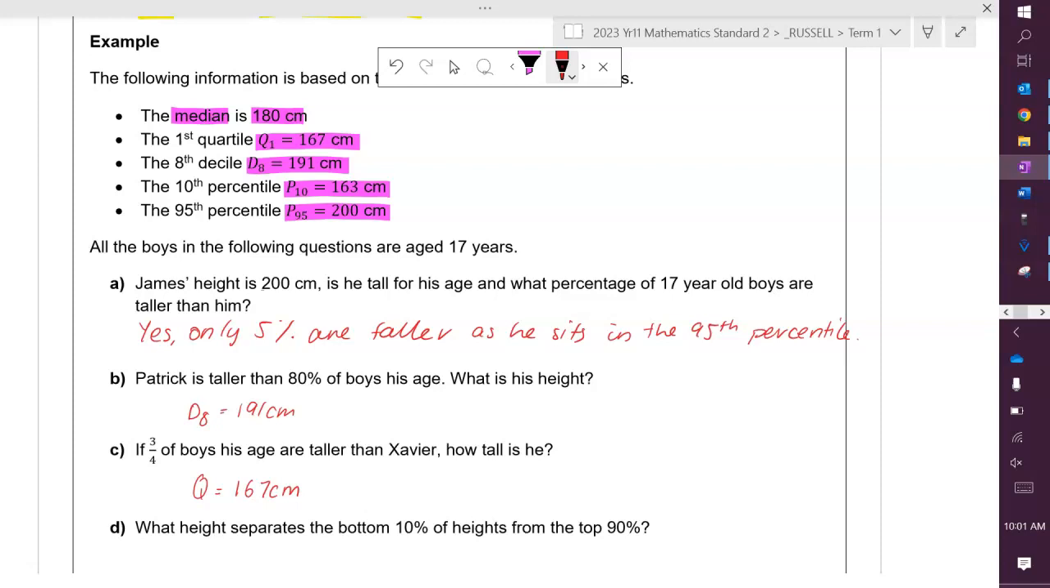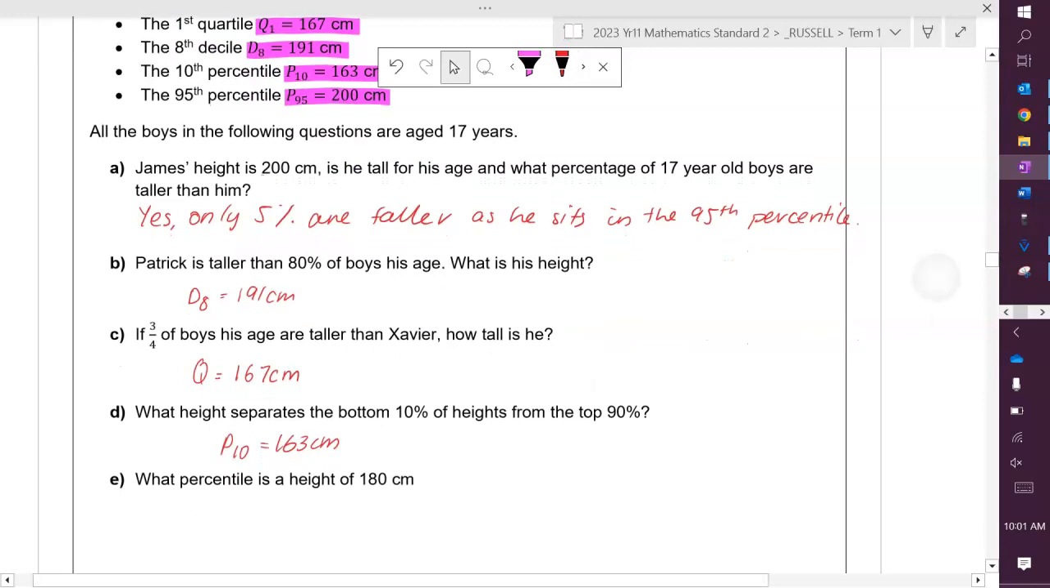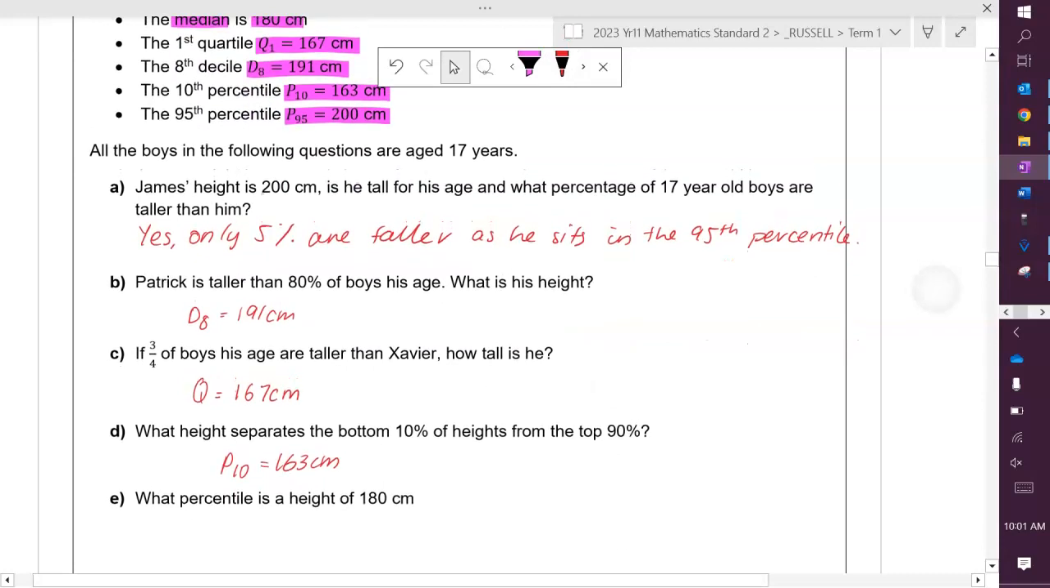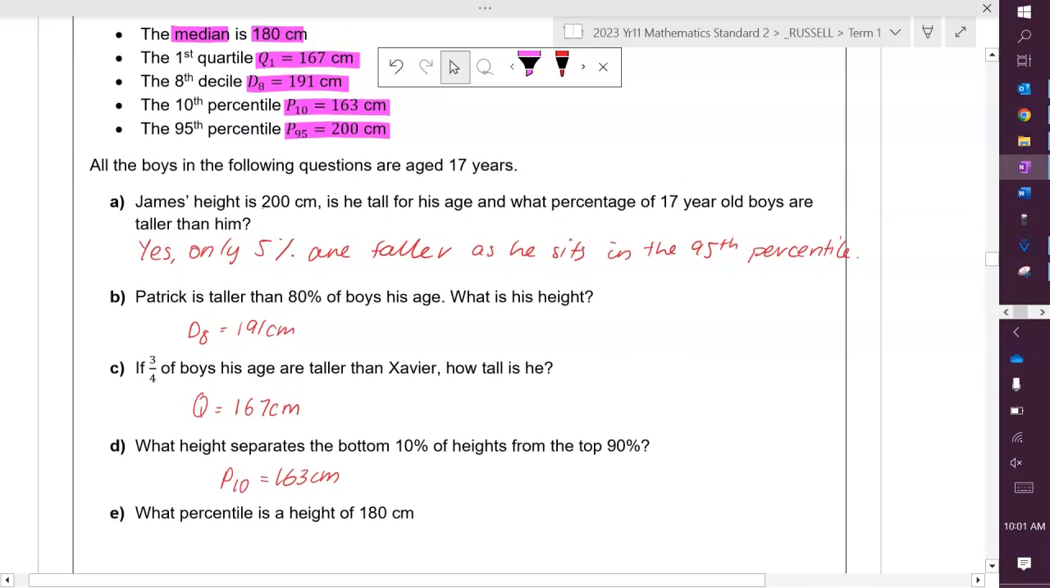What height separates the bottom 10% of heights from the top 90%? Again, we're looking at that 10th percentile, and that is going to be our 163. So P10 is 163 centimetres. And our last question is, what percentile is a height of 180 centimetres? We can see here that's our median. So our percentile would be P50, which is, as I said, our median.